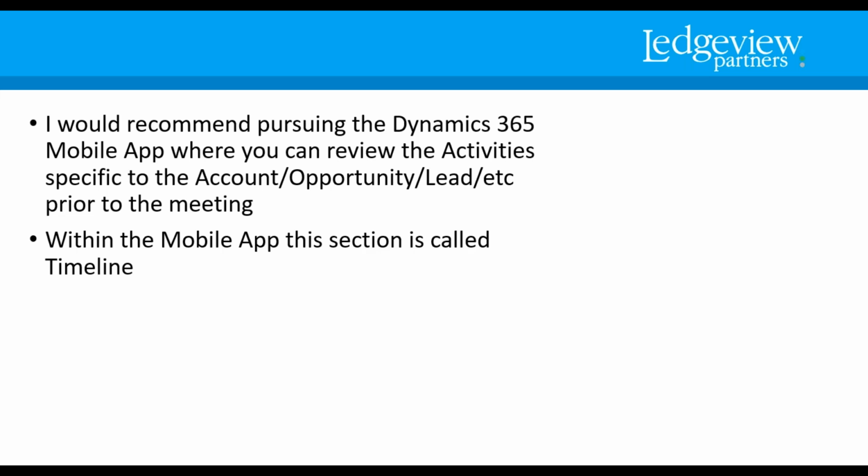Within the mobile application, it's in a section called Timeline, and it's going to list the notes and activities in chronological order, most recent to oldest, and you can just read through them and see what's been happening regarding that opportunity or account. That's going to be the most efficient and useful tool for your users and for yourself. That would be my recommendation.